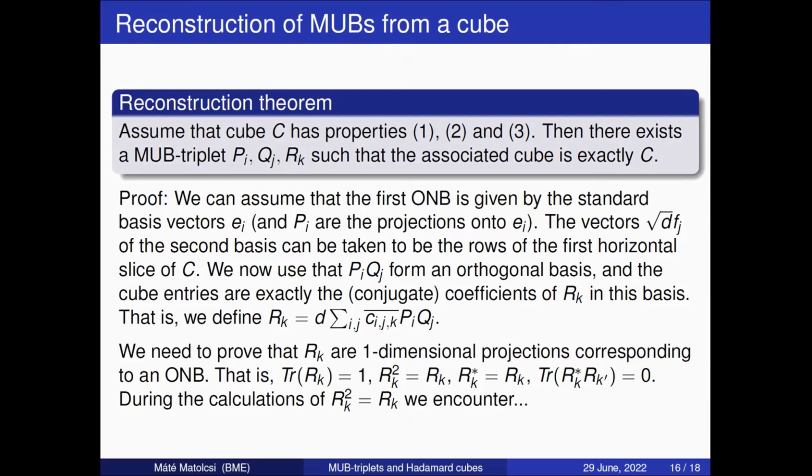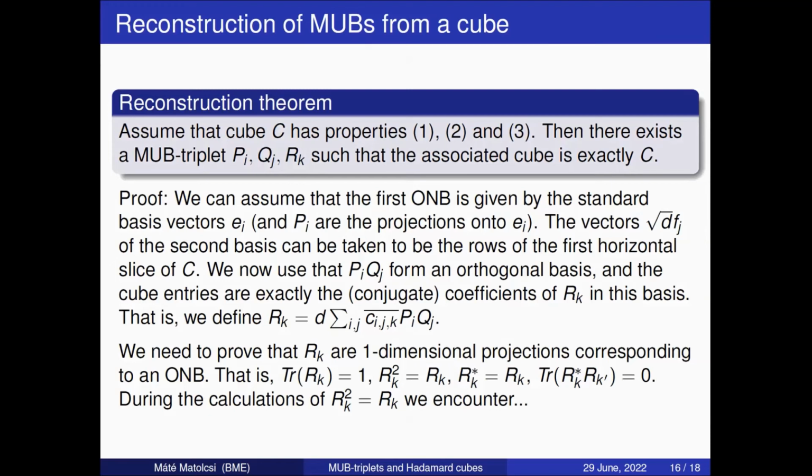Because you can always say that in an MUB-triplet, the first basis could be taken as the standard basis with the identity matrix. The second basis, you can see from the construction, is basically the first horizontal slice in your cube. That will be your second matrix, which is unbiased to the first. But what is going to be the third?